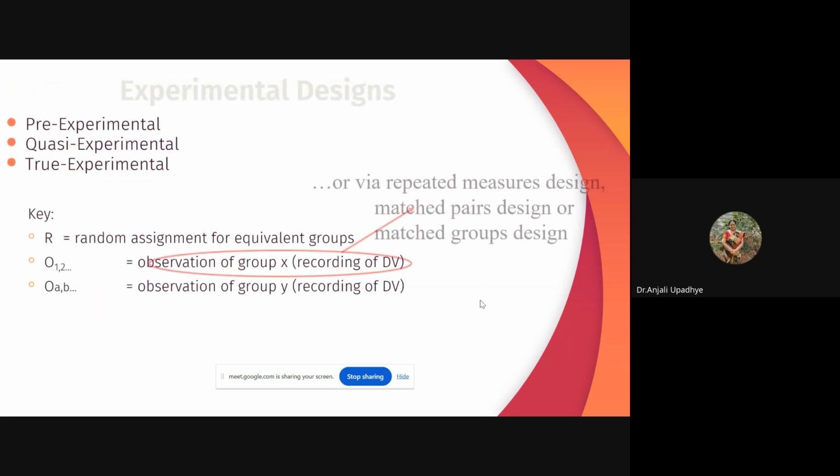Observation of group X, recording of the DV, and observation of group Y, recording of the DV. We are just saying toss a coin, but some people are thinking and tossing a coin, and some people are not thinking and just tossing a coin. The response is more of a matched pair design, or the matched pair has been converted.